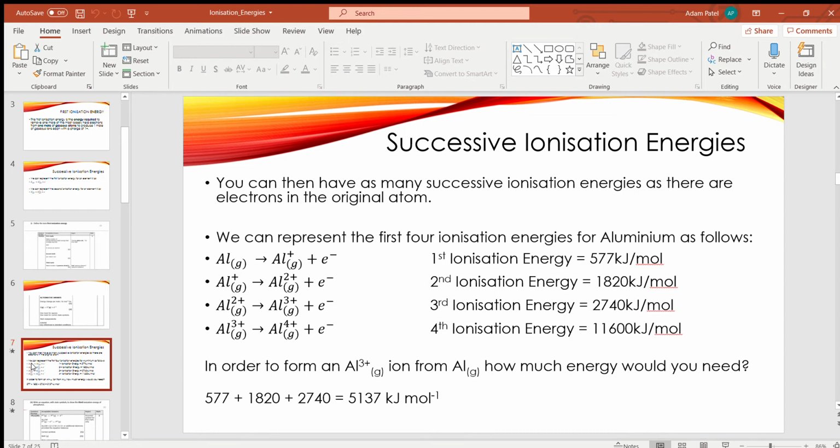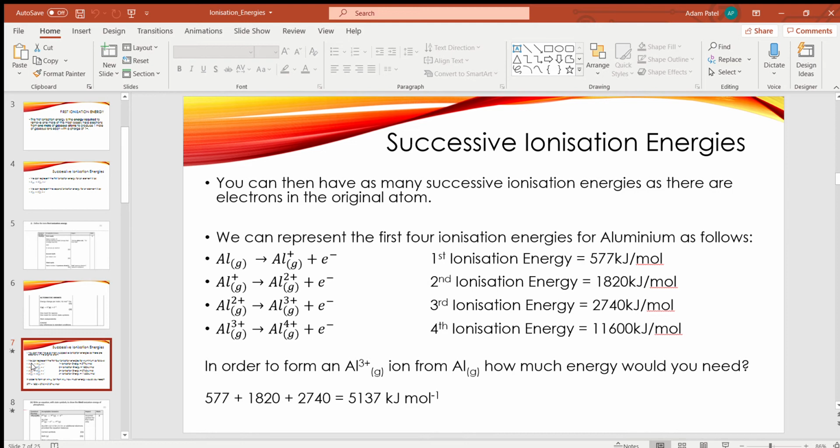So our first ionization energy is 577, second ionization energy is 1820, third is 2740, and fourth is 11600. So as you can see, as you keep knocking off electrons, the energy taken for the ionization energy increases. So 577 increases to 1820, which increases to 2740, which increases to 11600.